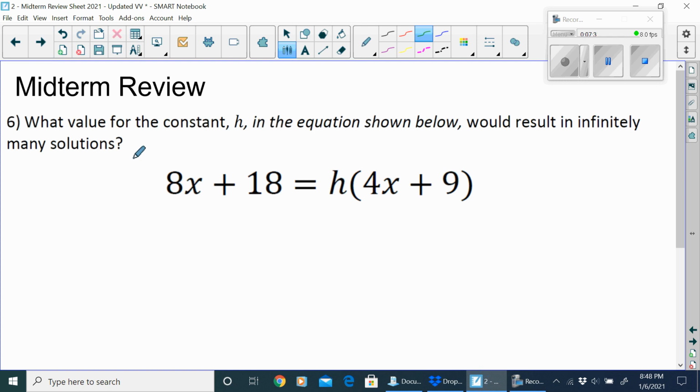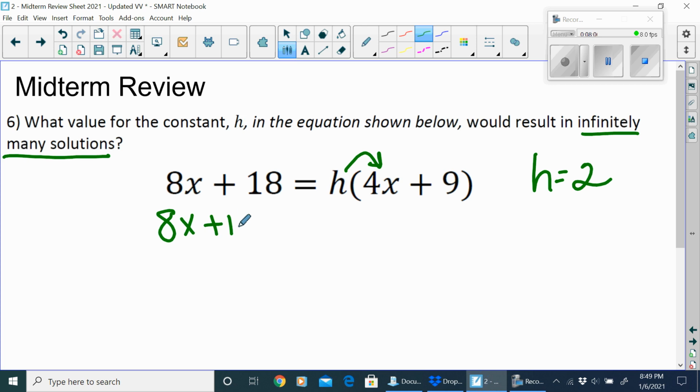What value for the constant h in the equation below would result in infinitely many solutions? Infinitely many solutions means both sides are equal. So what do I have to substitute for h so that when I do the distributive property, I will get 8x, and then something times 9 will give me 18, and h is equal to 2. If I substitute, we can check it out. H is 2.